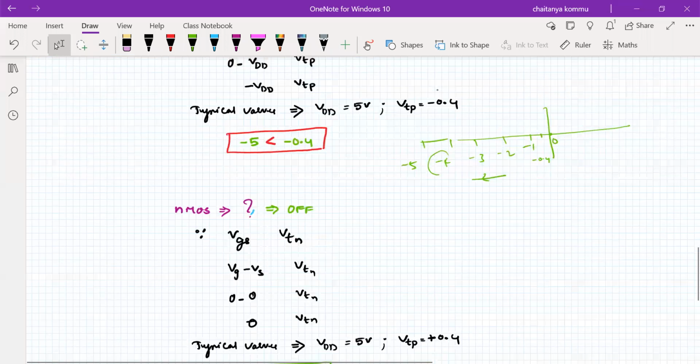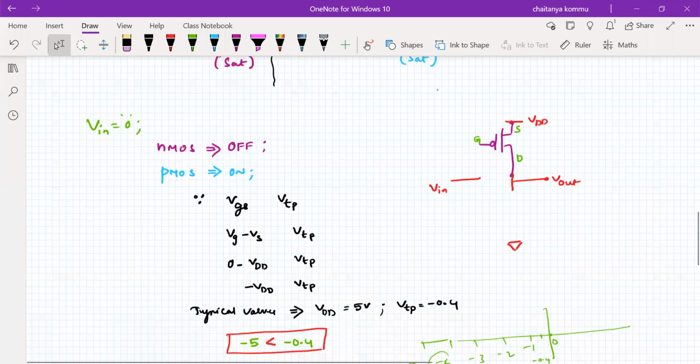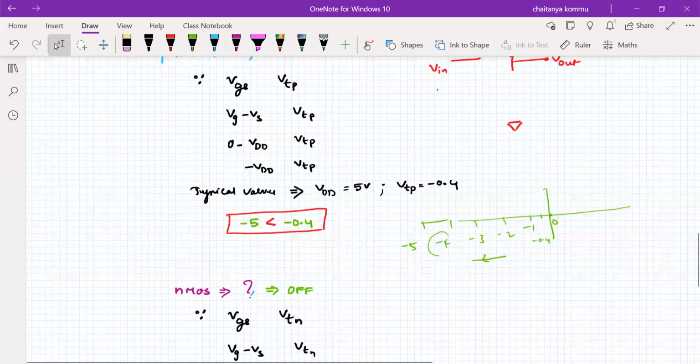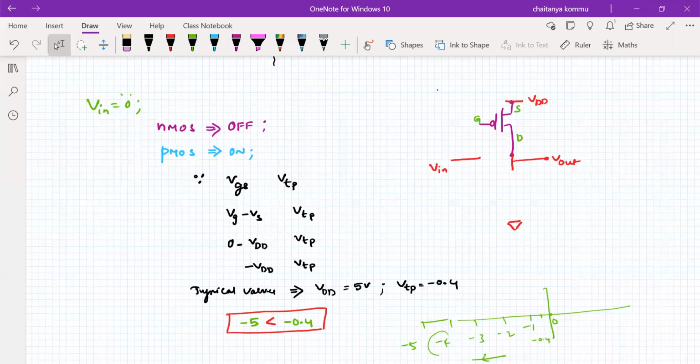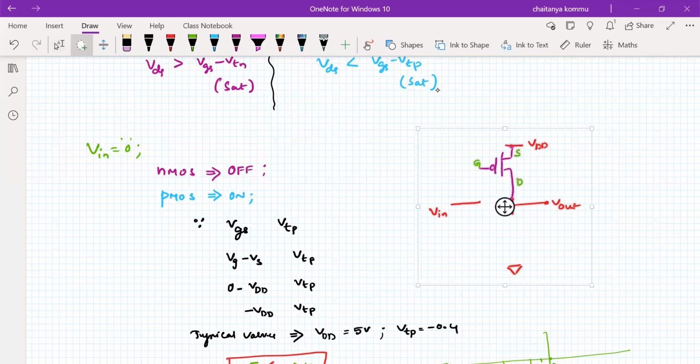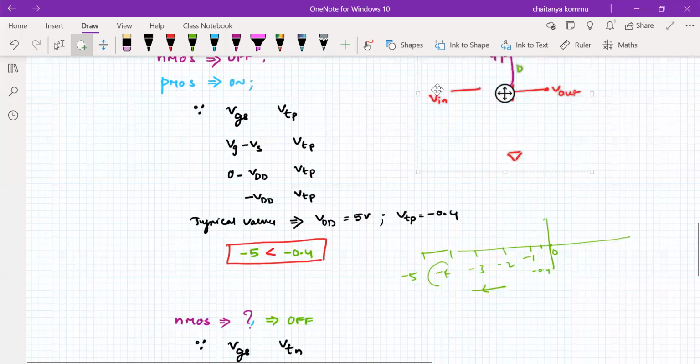Now the question is, what is the output voltage that we get when Vin is equal to 0? That is what we observe. Can anyone tell me what is the Vout for this device for Vin equal to 0? Please identify that. When Vin is equal to 0, what is the condition? What is the output voltage?